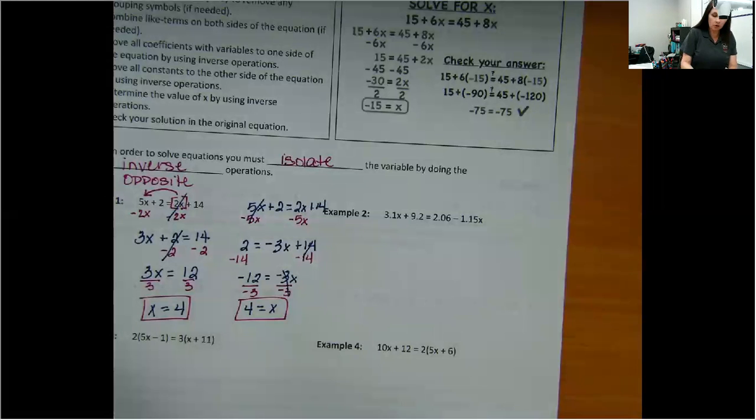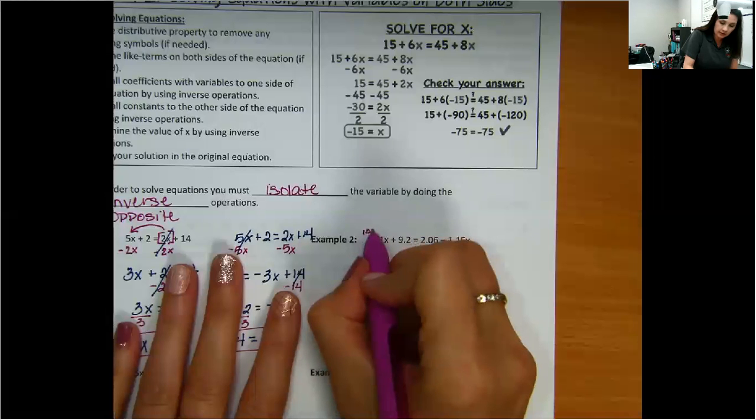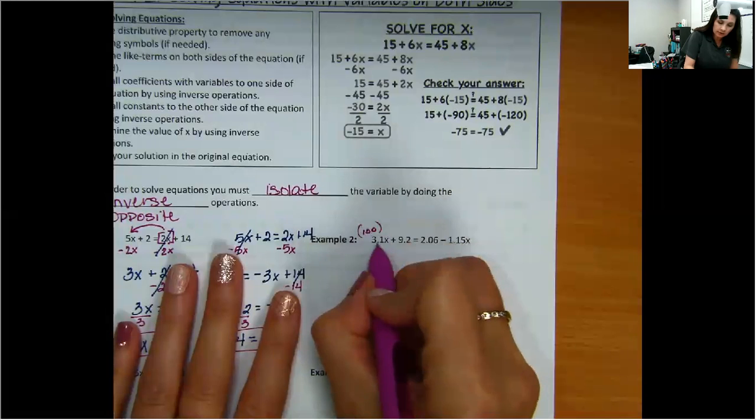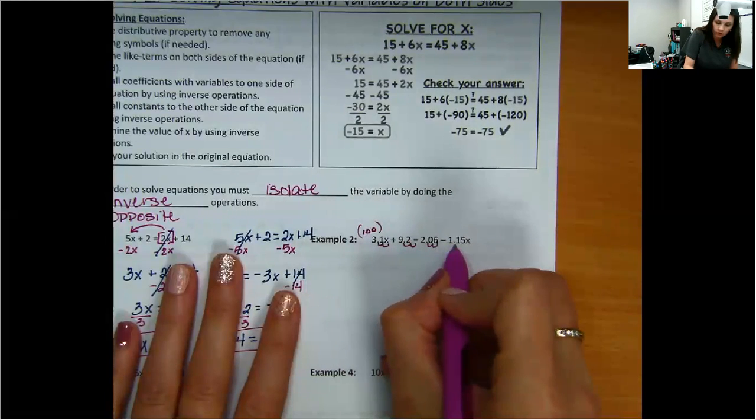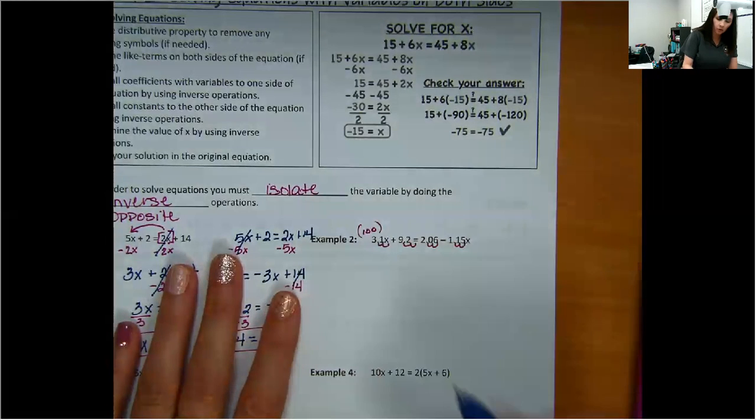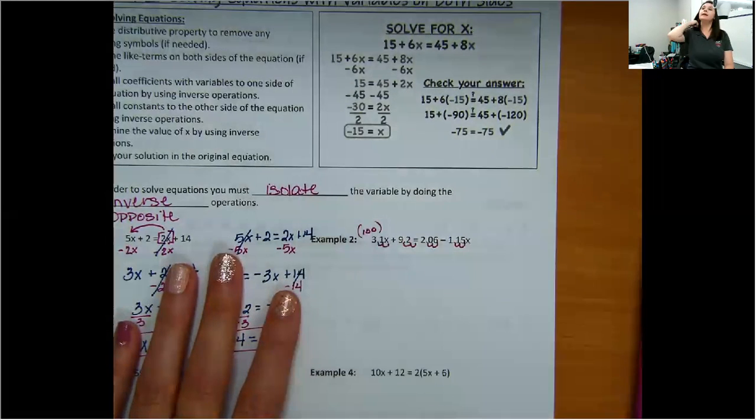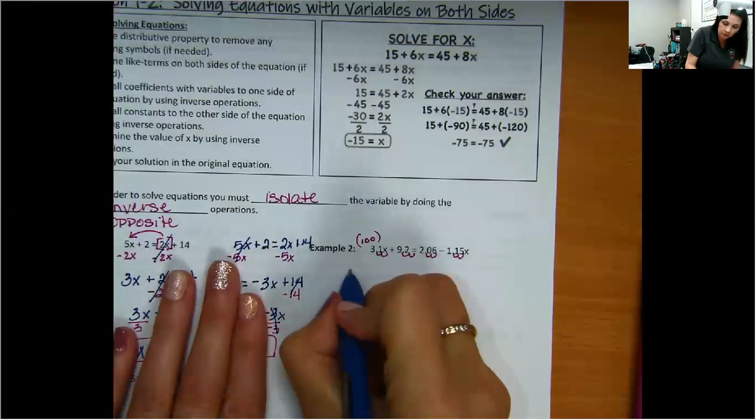100. So I'm going to multiply this whole thing by 100, and all I'm doing is moving my decimal over twice in every single number. So go ahead and do that, and then rewrite your new equation. And then you can check it up here with me when you're done.